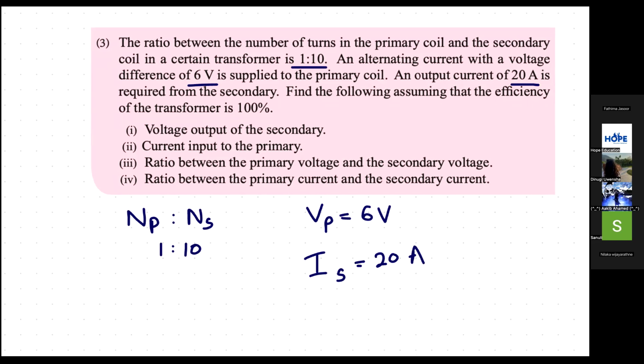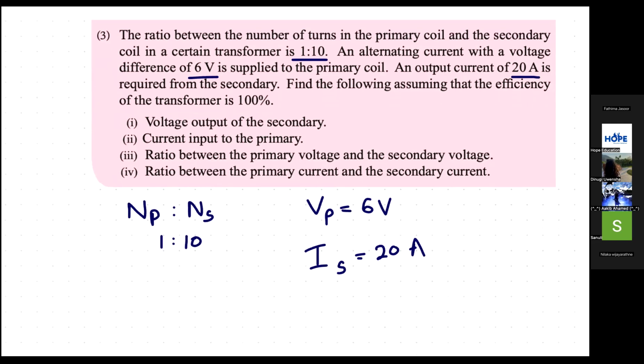Find the following assuming the efficiency of the transformer is 100%. Voltage output of the secondary coil, that means VS.